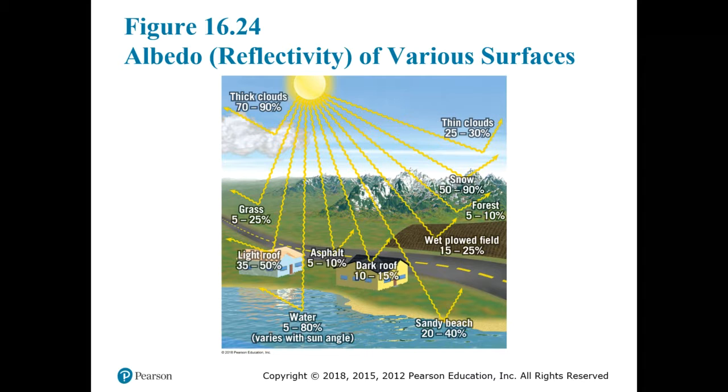Water can be highly variable with the sun angle, 5 to 80%. Snow has a very high albedo, 50 to 90%. So if you have a lot of pavement, urbanization, it affects the albedo, because you can see wet cloud and forest can even be down to 5%.